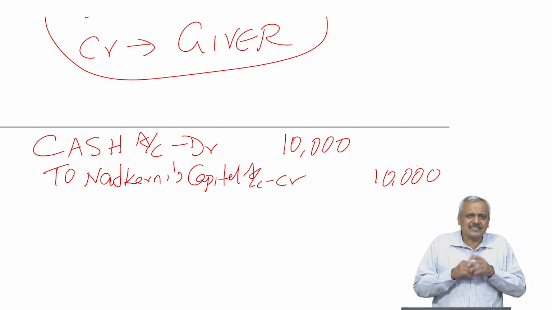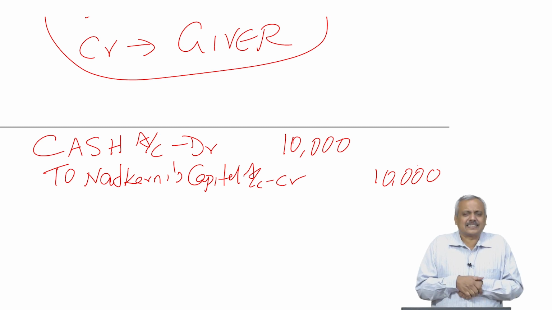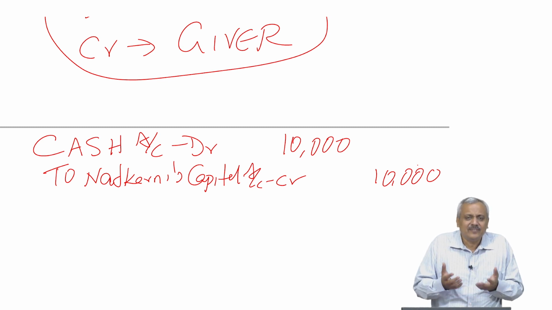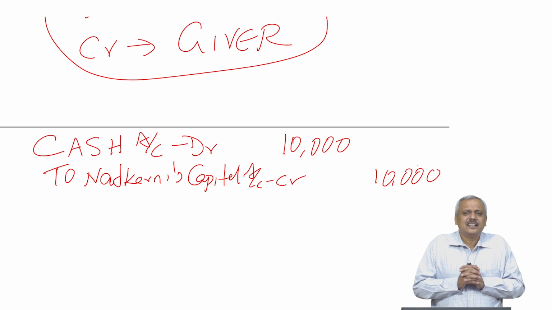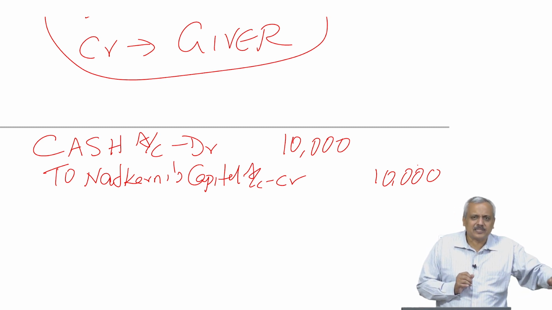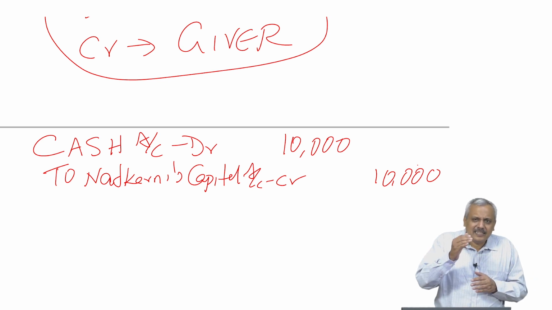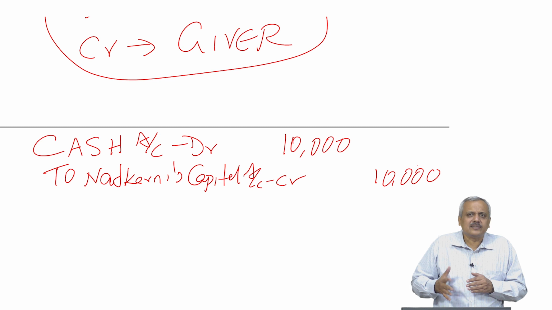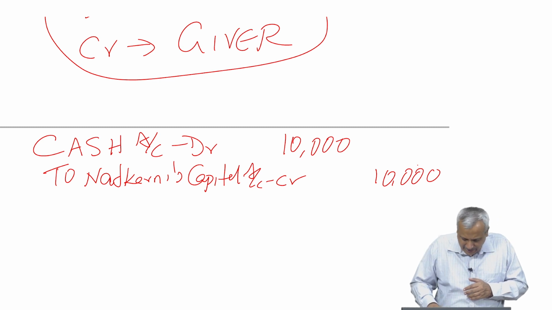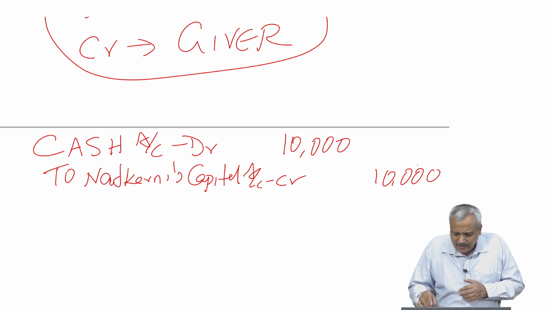Now, when an asset increases, what is cash? Cash is basically an asset. When there is an asset that is increasing, what is the principle under which this asset falls? It is the real account principle, which says debit what comes in. What is coming in? Cash is coming in. So, what have I done? Cash account debited 10,000.